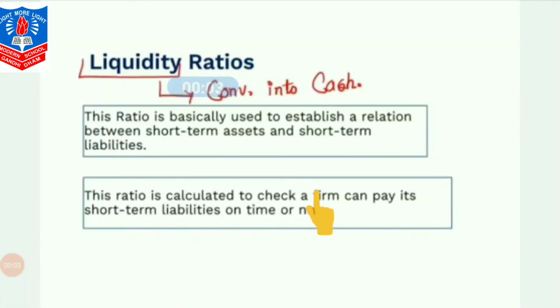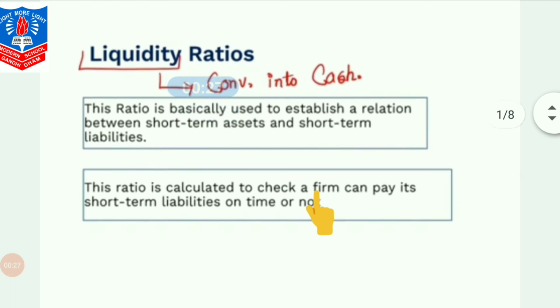Okay, dear students, let us continue with the liquidity ratios. See, these are the ratios which are basically used to establish a relationship between short-term assets and short-term liabilities. So, this ratio is to check the firm's payment capacity. In the short term, how many liabilities can be settled by a firm, whether the firm can pay its short-term liability or not. How is the liquid position? That means how far the firm can convert into liquidity. Conversion into cash is represented by it.